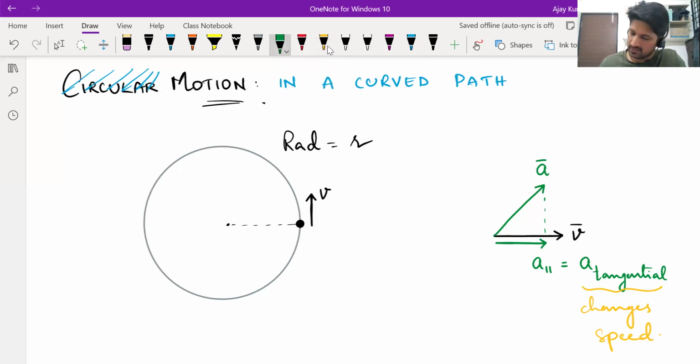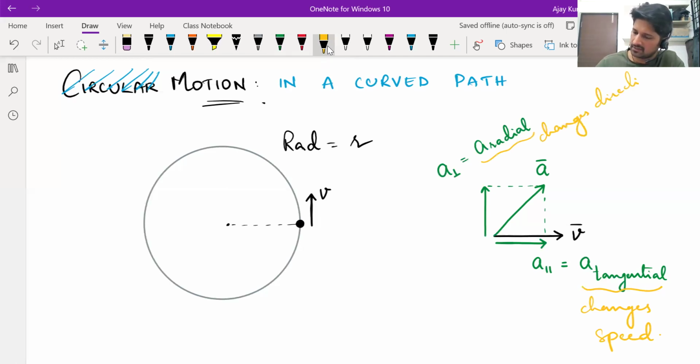We can take another component of acceleration perpendicular to velocity. This is called radial acceleration. And what does radial acceleration do? Obvious. It changes the direction of motion of the object. It makes it go away from the direction in which it is currently moving.